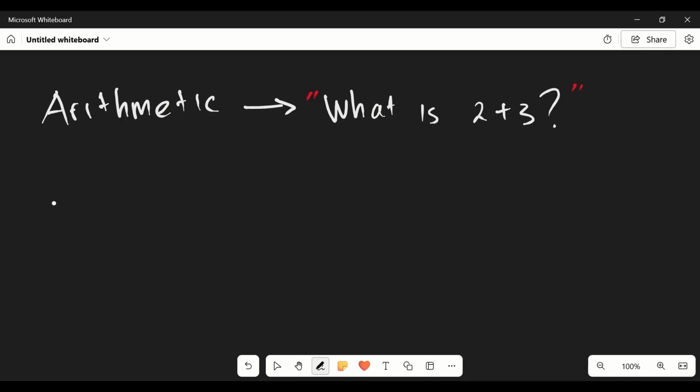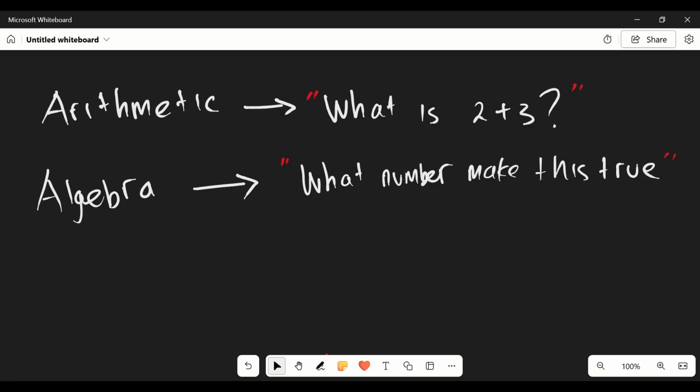Arithmetic answers questions like, what is 2 plus 3? And algebra answers questions like, what number makes this true? That's a completely different mindset. In algebra, letters represent numbers we don't know yet. Not mysterious, not complicated, just unknown. So, if I write x plus 3 equals 5, I'm saying there exists a number x, which when you add 3 gives 5. Your job is to find x.